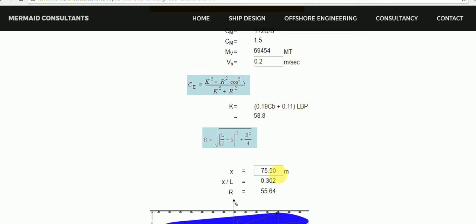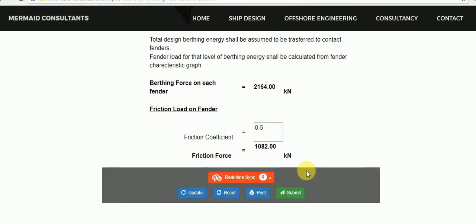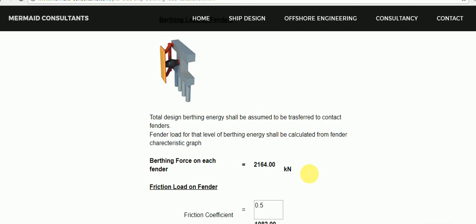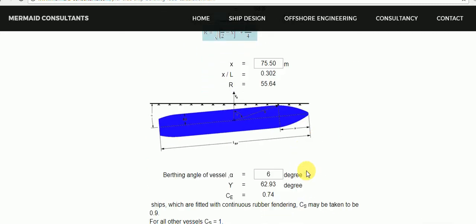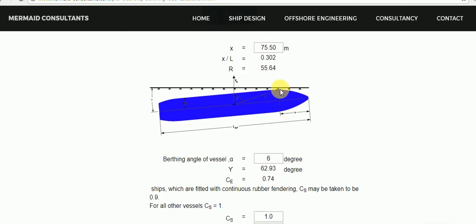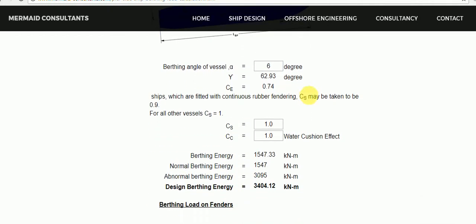Longitudinal distance from first fender contact to nearest after forward perpendicular, in meters. This will be the first fender which will touch the vessel because of the vessel's angular berthing. Berthing angle of vessel in degrees. For ships which are fitted with continuous rubber fendering, CS may be taken to be 0.9. For all other vessels, CS equals 1. For water cushion effect, CC equals 1.